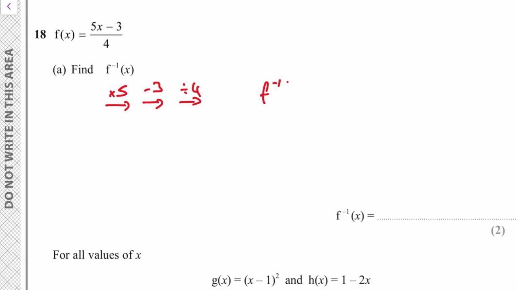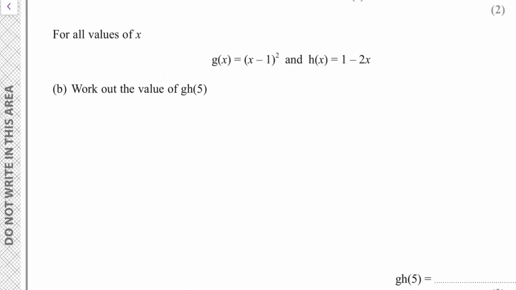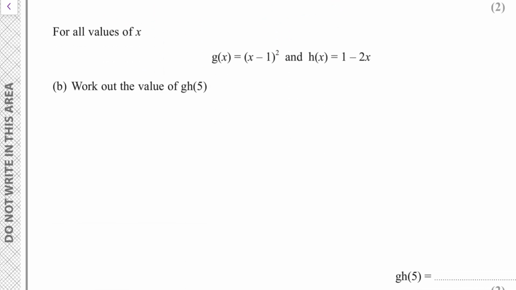So if I do that back to front, that gives me f minus 1 of x. So what do I do? Well, the opposite of dividing by 4 is to multiply by 4. The opposite of taking away 3 is to add 3. And the opposite of multiplying by 5 is to divide by 5. And that's my inverse f of x, or f minus 1 of x. First part, not terrible. Second part.